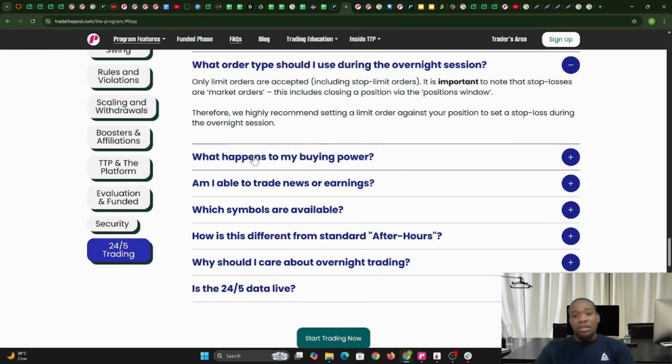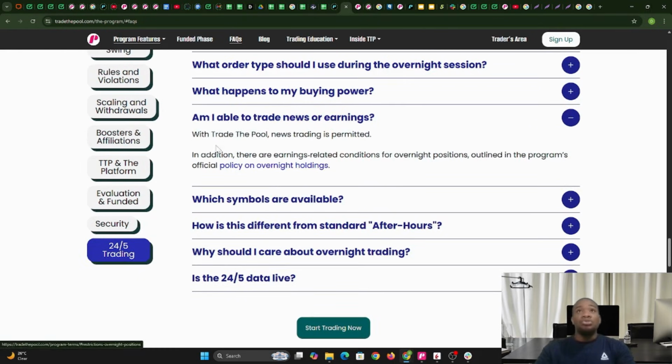The buying power in the overnight session is the same as the buying power in the pre and aftermarket, which is 16% of the regular market buying power, right? So if you have a $100,000 account, you'll be able to only use $16,000. The total buying power you will have is $16,000 in the overnight session.